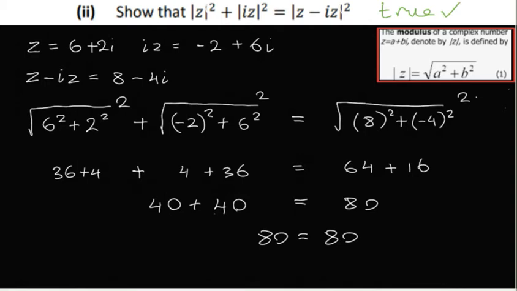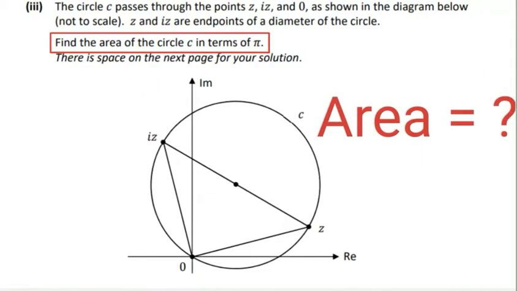Okay, so let's go on to the next part. I just want to read this now for a moment. So we have a circle which goes through the coordinates of the original complex number z, and then it goes through iz, and also it goes through the origin.